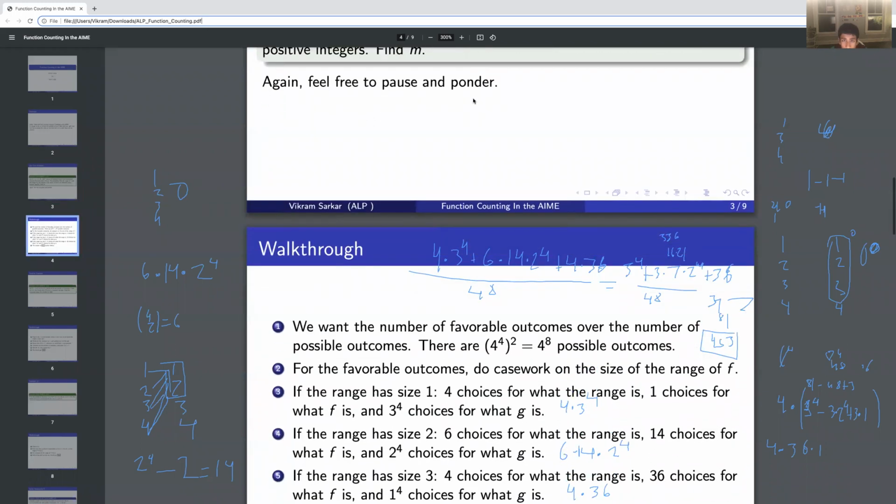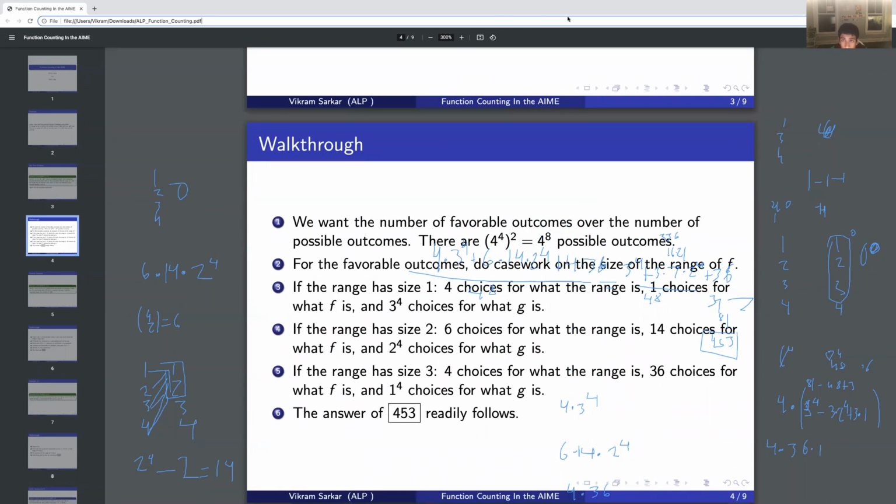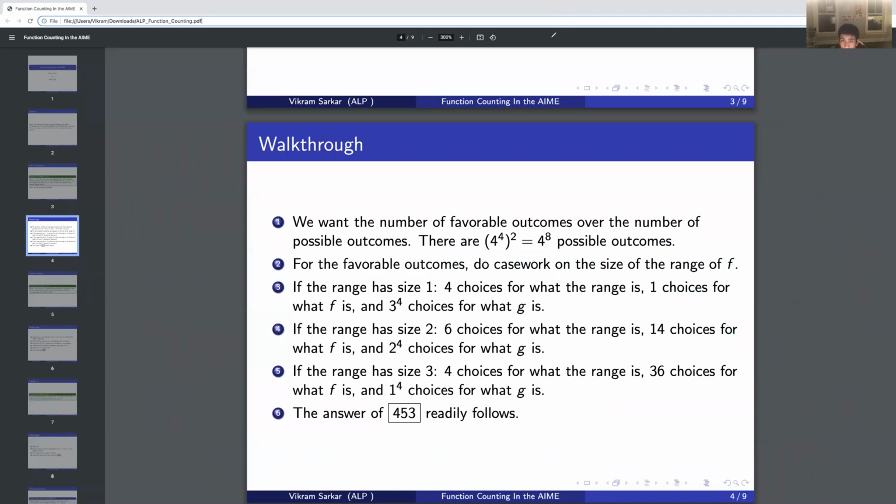So I will clear my annotations. Where's the annotate, clear. Okay.